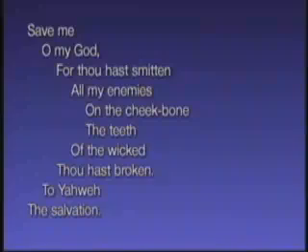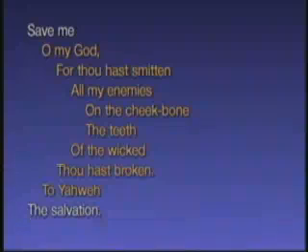A good example of an Old Testament chiasm is a relatively substantial five-part chiastic structure in Psalm 3, verses 7 and 8. There the poet pleads, and notice these five elements as we go, "Save me, O my God, for thou hast smitten all my enemies on the cheekbone." And we have those five elements. And then he reverses himself. "The teeth of the wicked thou hast broken, to Jehovah the salvation."